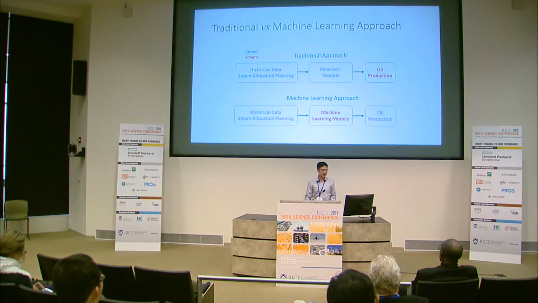The machine learning approach works in another way. The machine learning model, which is unknown at the beginning, just uses the historical input as well as the historical oil production to train a new model. This new model can also be used to predict the future oil production based on the future plan and also some input data for the future. So that's a big difference.